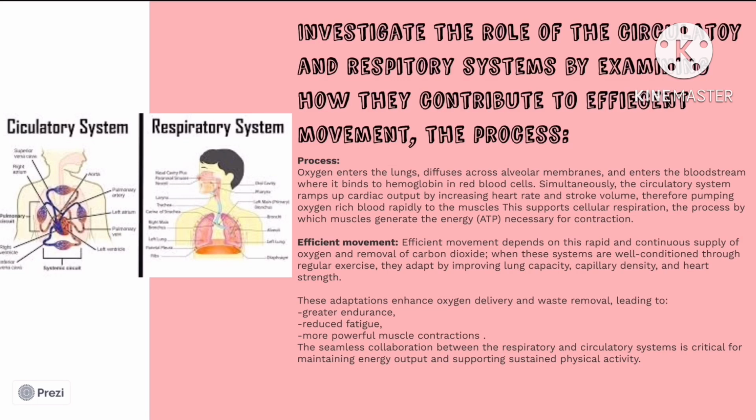When these systems are well conditioned through regular exercise, they adapt by improving lung capacity, capillary density, and heart strength. These adaptations enhance oxygen delivery and waste removal, leading to greater endurance, reduced fatigue, and more powerful muscle contractions. The seamless collaboration between the respiratory and circulatory systems is critical for maintaining energy output and supporting sustained physical activity.